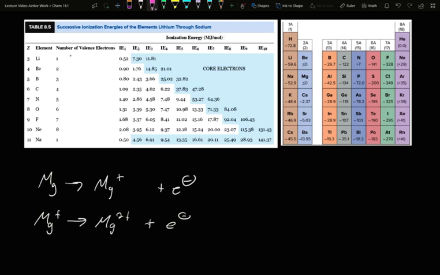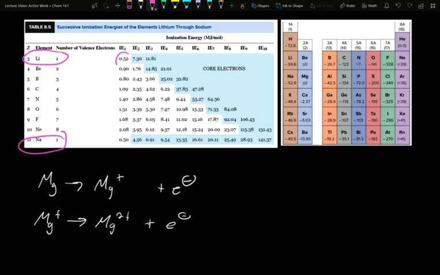Here in our table 8.5 from the book, we can find a series of ionization energies for the third through the 11th element. Let's look at lithium and sodium. Both of these are ns1 elements, so 2s1 for lithium and 3s1 for sodium.